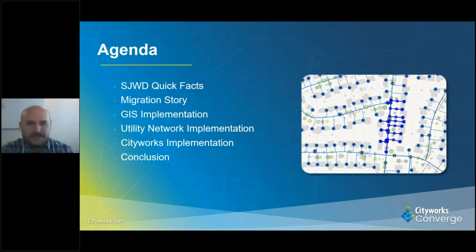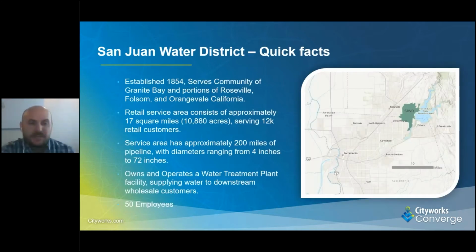I'm going to talk a little bit about the quick facts about San Juan Water District, a little bit about the story, and I'm not going to get into too many fine-grained details about the utility network. There's a ton of great videos that Esri provides, but I'll get into a little bit about the setup. I'll also talk about some of the additional things we had to do for Cityworks to make sure that everything talked nicely with the relationship classes, and then talk about the conclusion and how everything all fit together.